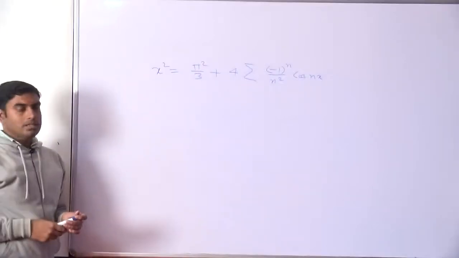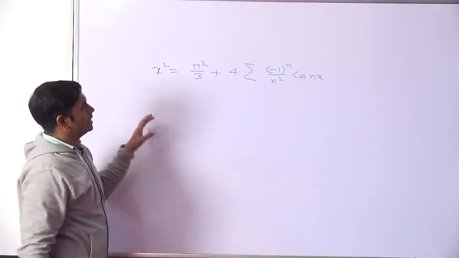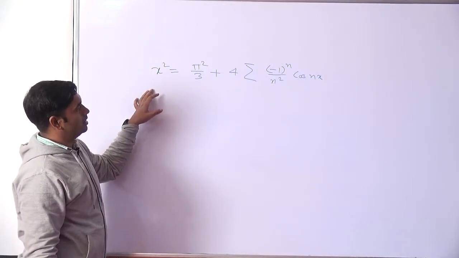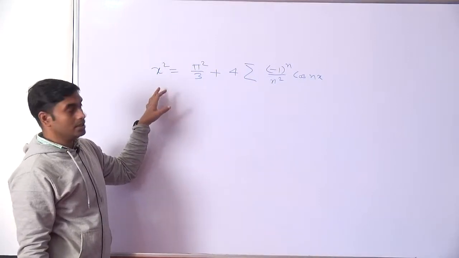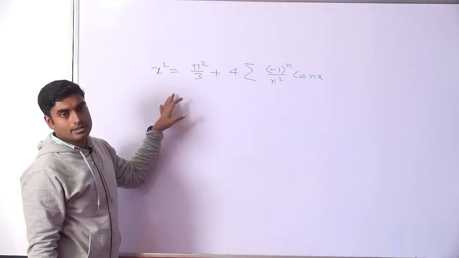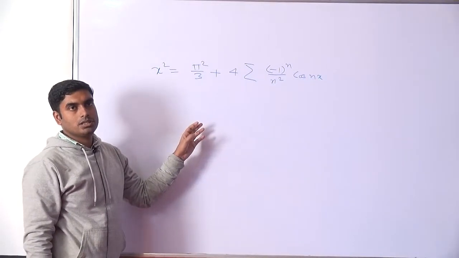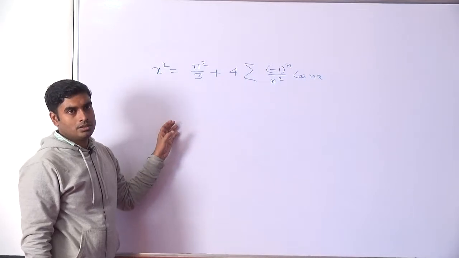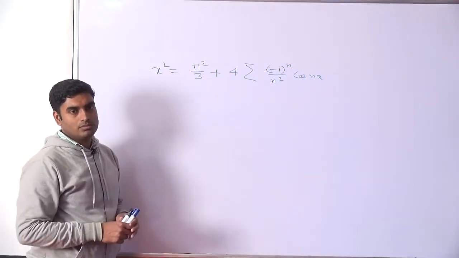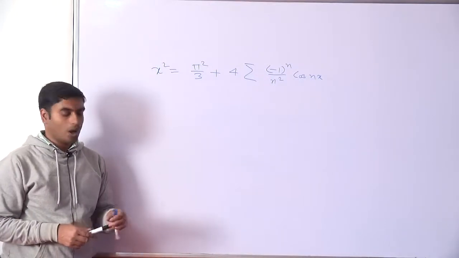Now sometimes in the questions it is given: find the Fourier series of the function f(x) = x², and hence prove that the sum of some series equals some number. Now how to deduce those series, that I am going to talk about.